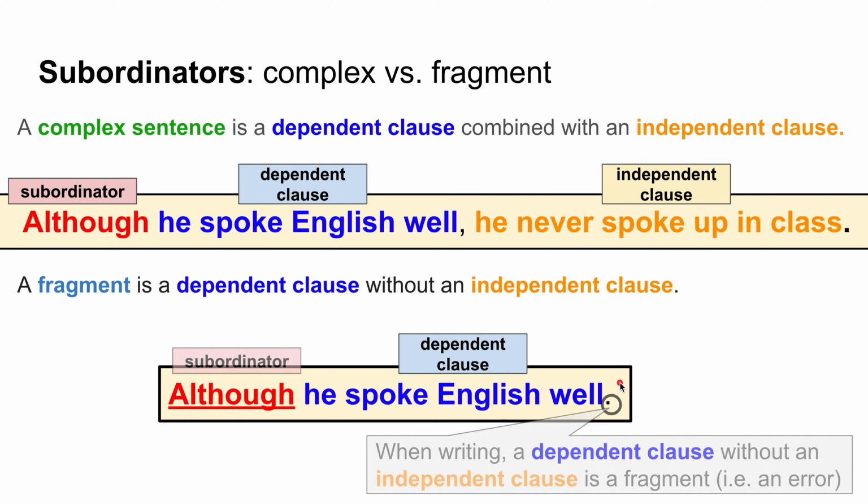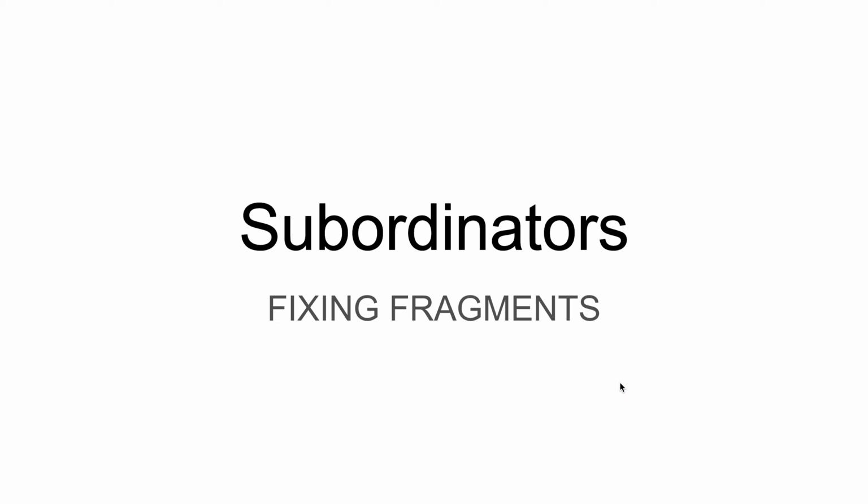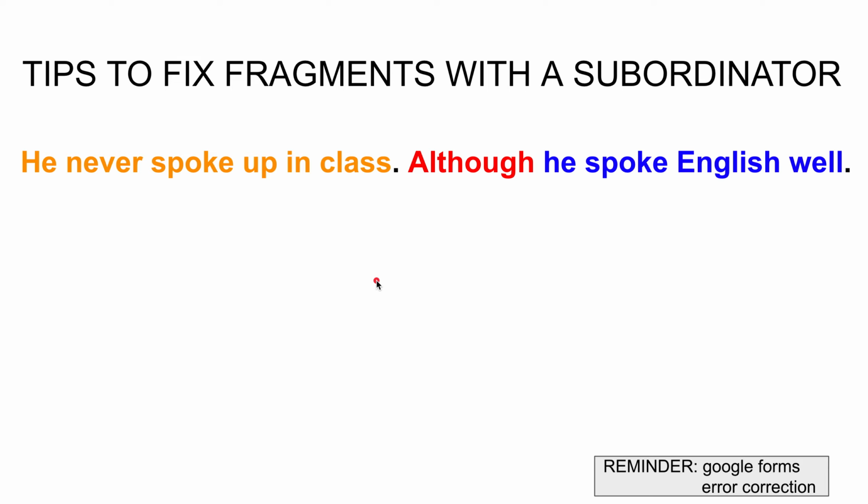Okay, so keep in mind, a dependent clause without an independent clause is a fragment. So how do we correct these? Let's talk about how to fix fragments. These are two sentences, but there's an error. There's a fragment here. He never spoke up in class. Although he spoke English well.